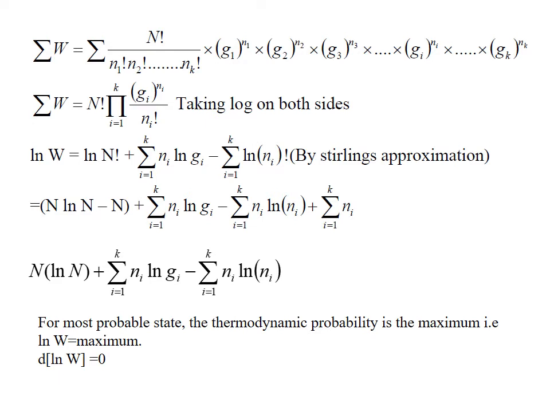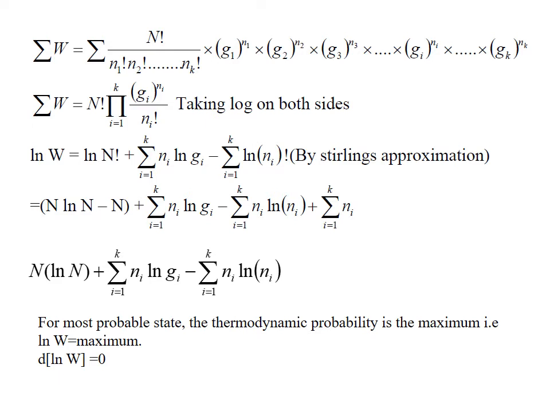If we take a log on both sides, the expression can be written as ln W is equal to ln n factorial plus the summation over i from 1 to k of ni ln gi minus the summation over i from 1 to k of ln ni factorial. Now we need to apply Stirling's approximation to the above equation. By applying Stirling's approximation and further simplification, the expression looks like this: n ln n plus the summation over i from 1 to k of ni ln gi minus the summation over i from 1 to k of ni ln ni.